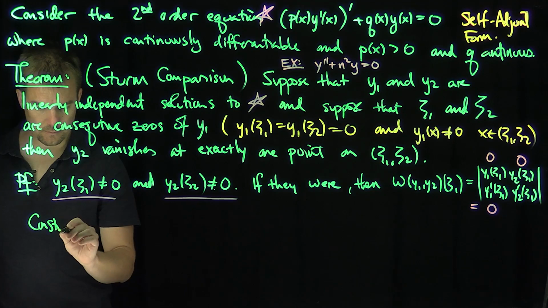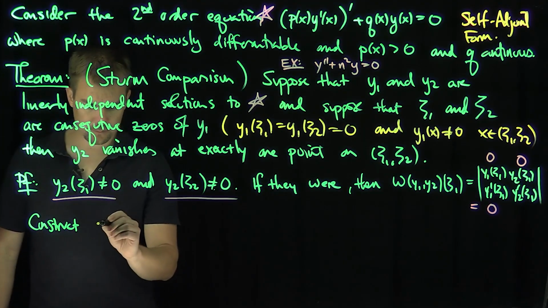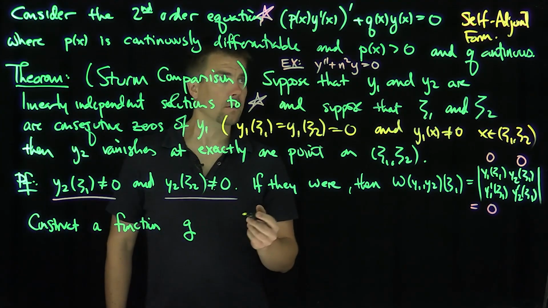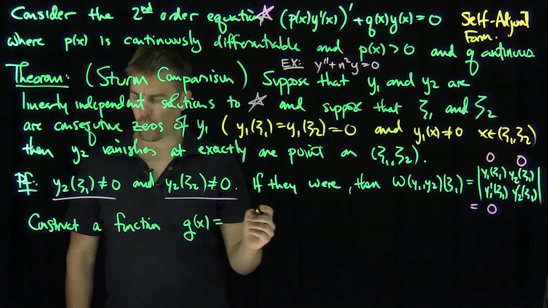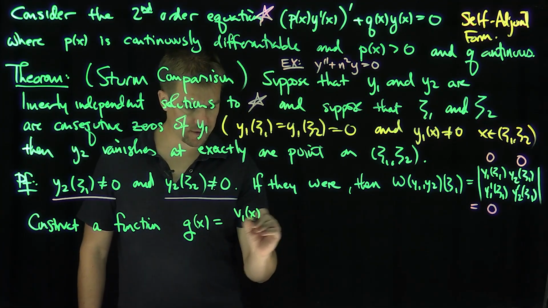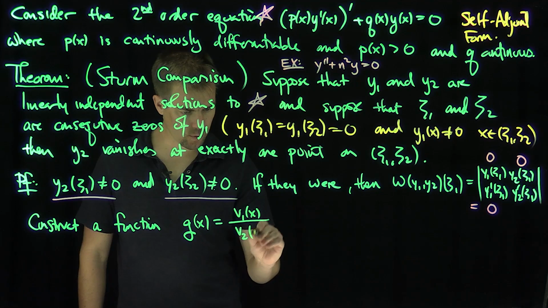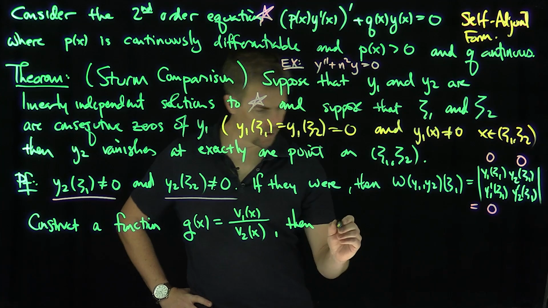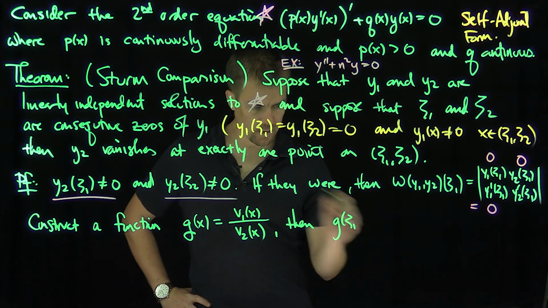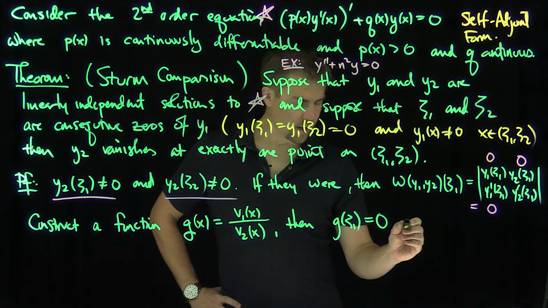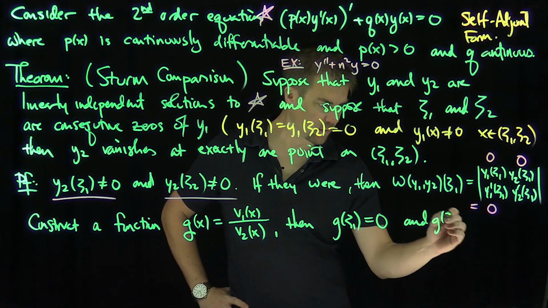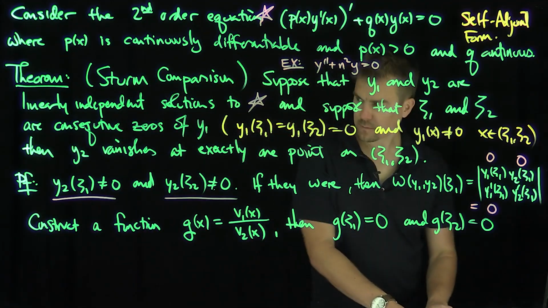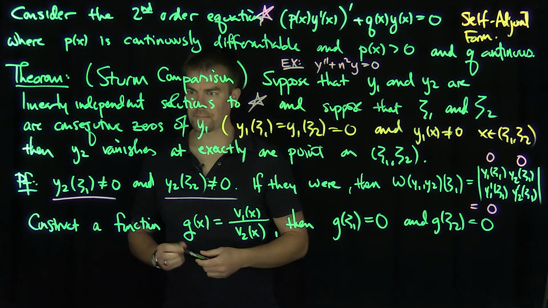Construct a function g of x to be v1 of x over v2 of x, okay? Then g of zeta 1, well, if I plug in zeta 1, I'm going to get 0, right? And g of zeta 2 is also 0. So this function g vanishes at both zeta 1 and zeta 2. And so now, what can we say?